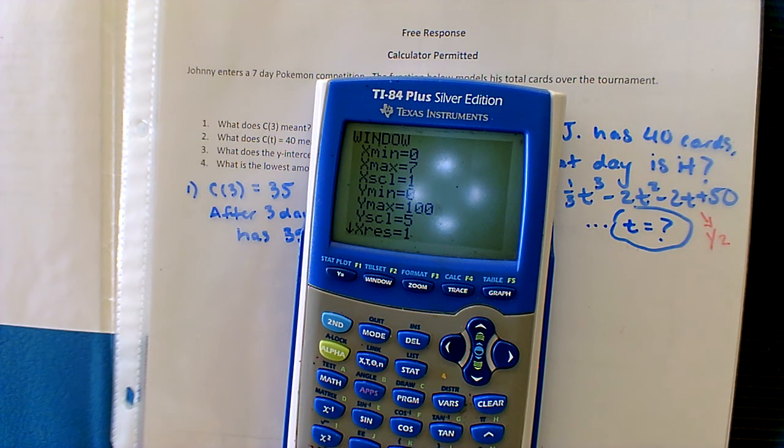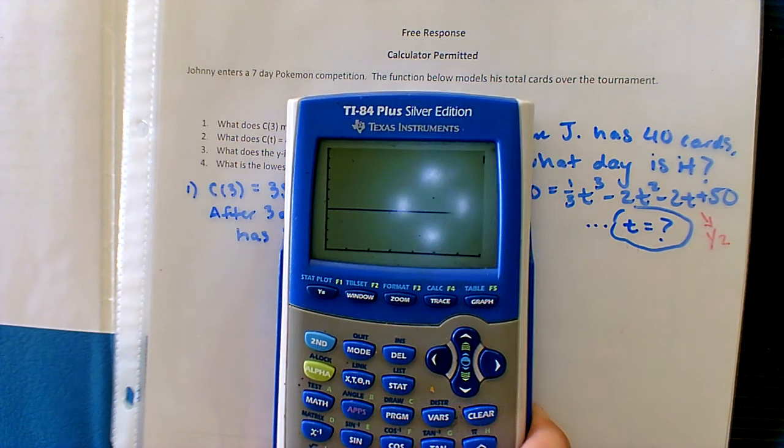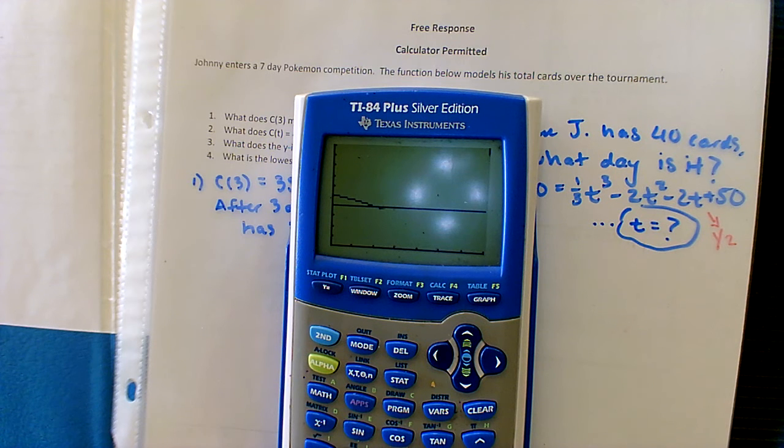Maybe we'll try 100, okay? So we're going from 0 to 100 on the y-axis. What do you want to count by? 1s, 5s, 10s, 20s? Doesn't matter. 5s, 10s, you choose. Okay, whatever you feel comfortable with. All right? All right.